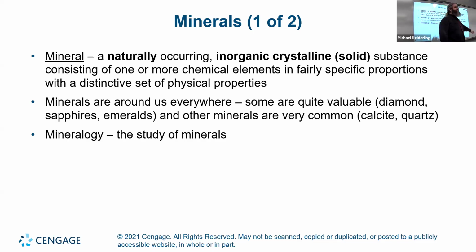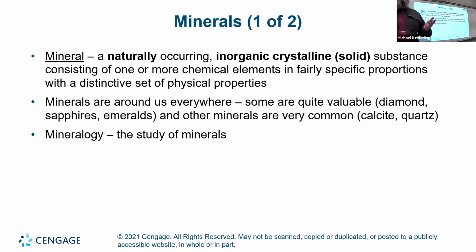And then crystalline. Amber is also not a mineral because it's not crystalline. A crystalline solid means that it has a repeating internal structure to its atoms and molecules. So you can have naturally occurring inorganic glass like obsidian. Obsidian is not a mineral because it's not crystalline. Its internal structure is random. That's what it means to be a glass.